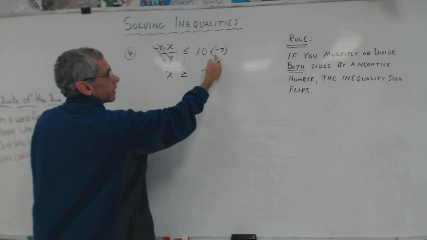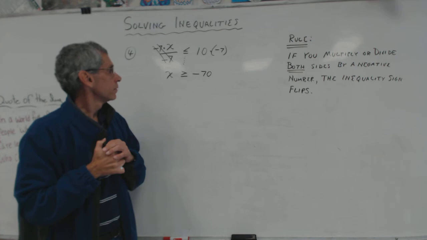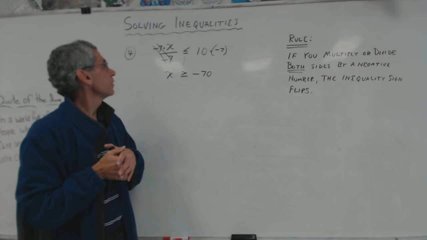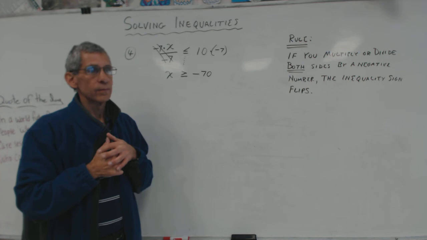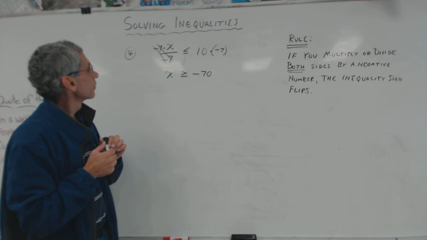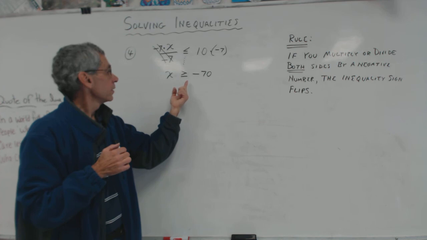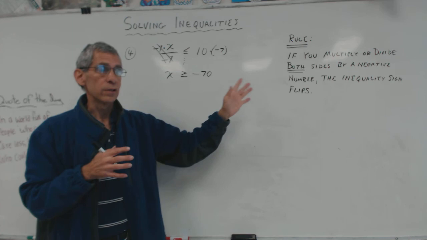Gary, if you kept it the same direction, could you just write 70 without the negative? Well, then you'd have negative x is less than or equal to 7. You can't get rid of the negative here unless you transfer. You're going to have a negative x over here. You can't say x is less than or equal to 70, because it's greater than negative 70. It means it's going to go way above 70. It's going to be a million, a billion, a trillion, a zillion. You see what I mean?